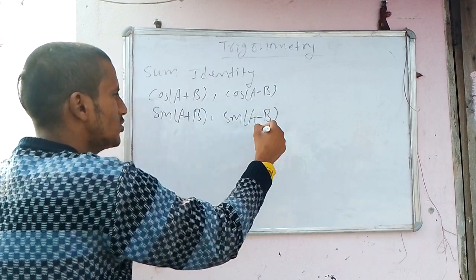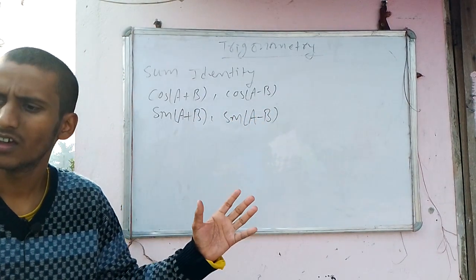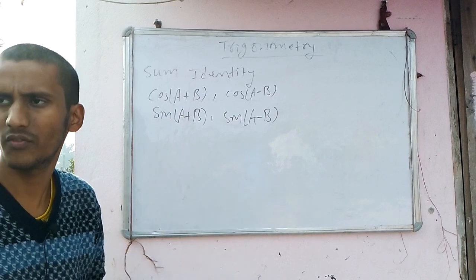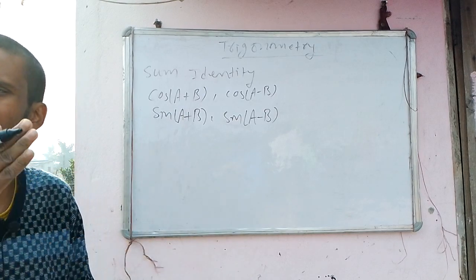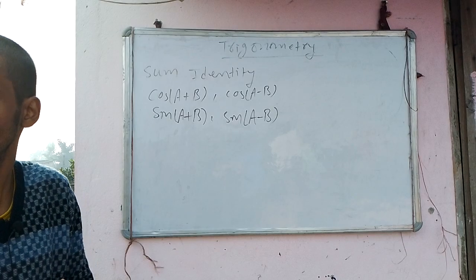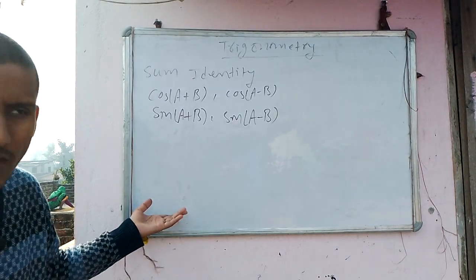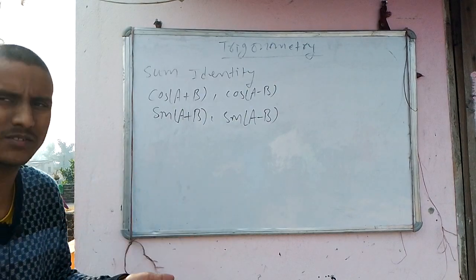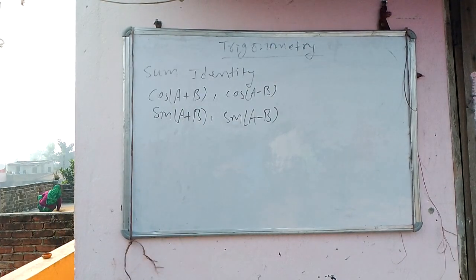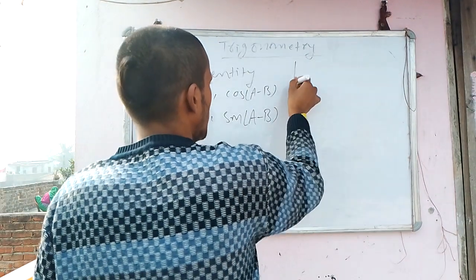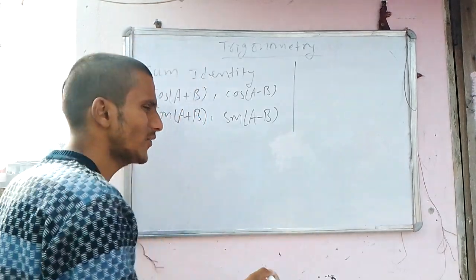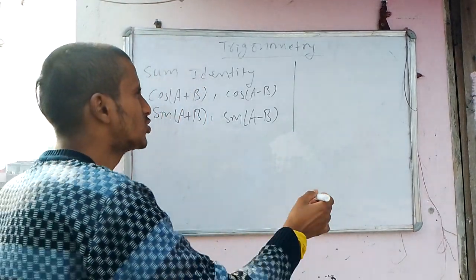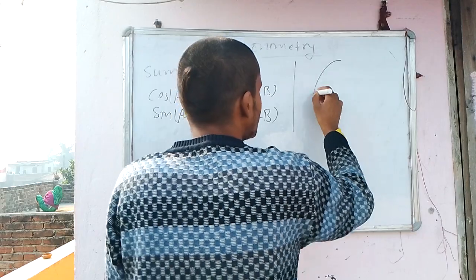Okay, so I'm going to do a sweet and simple proof of this, a proof that you can remember. So we're going to derive the formula for this. What we have to first consider is, let's draw a unit circle.